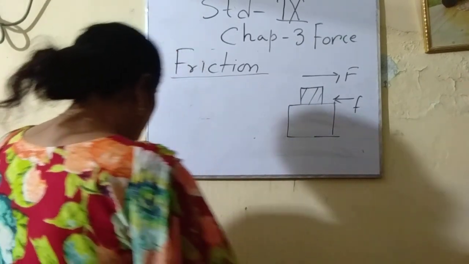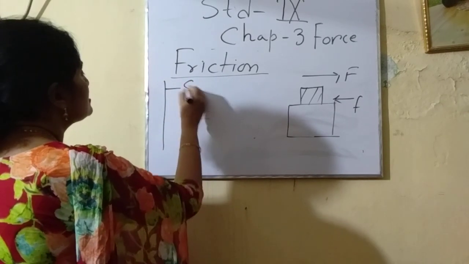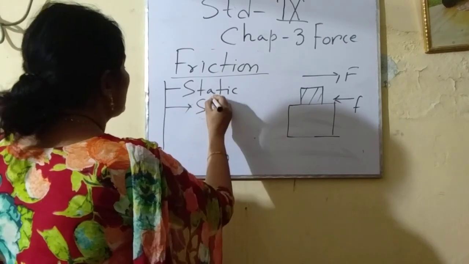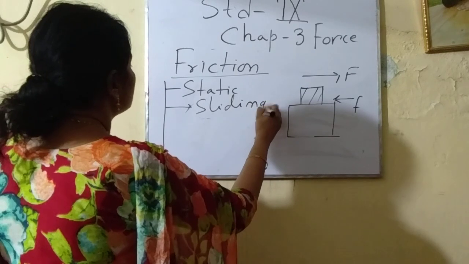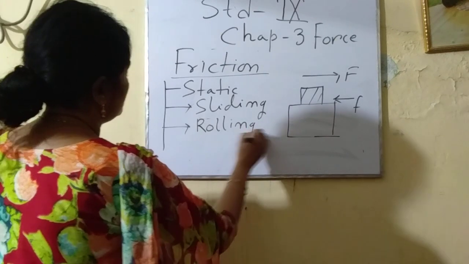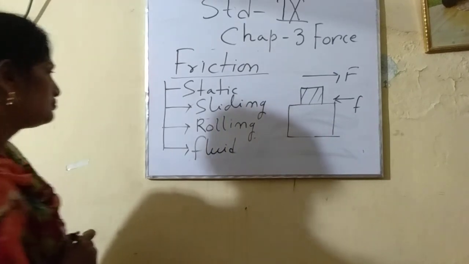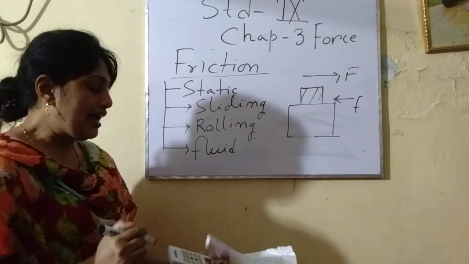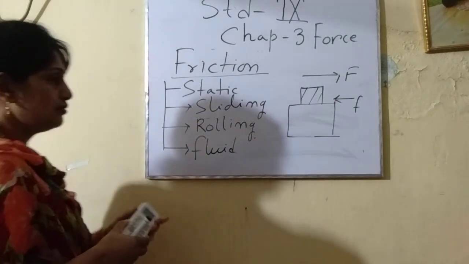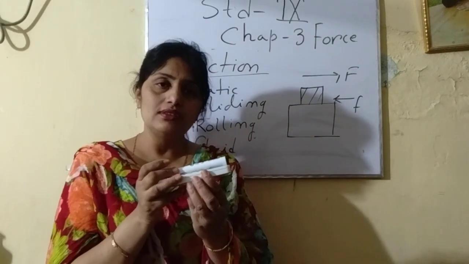Now, frictional force is of how many types? It is of 4 kinds. Static friction, sliding, rolling, and fluid friction. Static friction. I have already told you, static friction means the friction when two bodies are not in motion relative to each other.